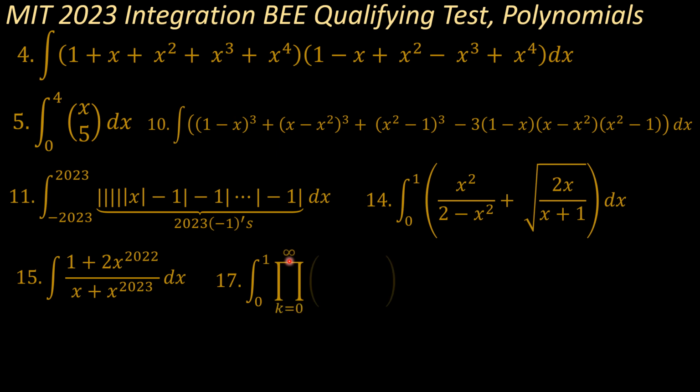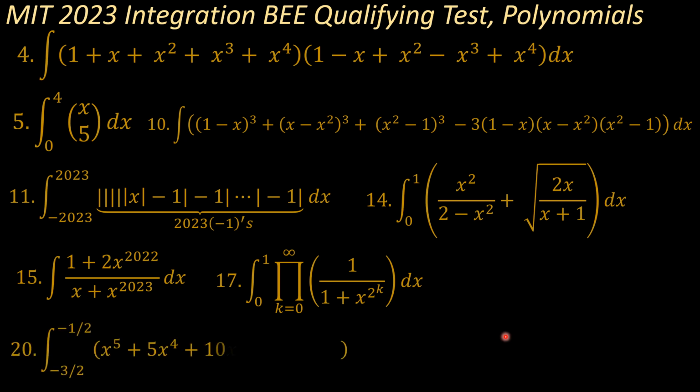Problem 17, which is the integral of the product of 1 over 1 plus x to the power 2 to the power k from 0 to infinity. And problem 20, which is the integral from minus 3 over 2 to minus half of x to the power 5 plus 5x to the power 4 plus x to the power 3 plus 8x squared plus x. And those were the problems that contained polynomials.